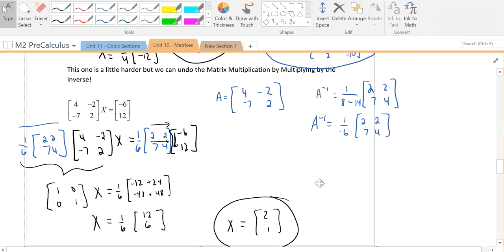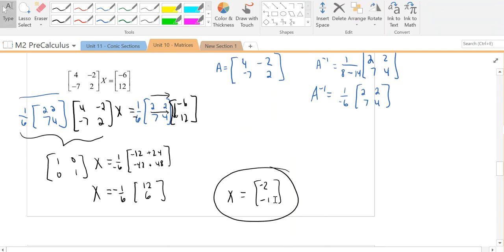Negative. Oh, because I made a sign error. I apologize. That should be negative. Negative, negative, negative, negative. There we go. See? Good thing we checked.